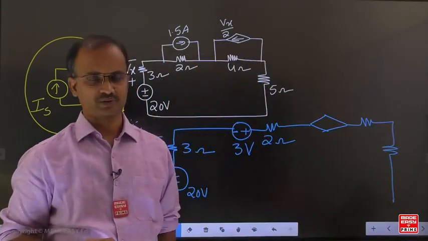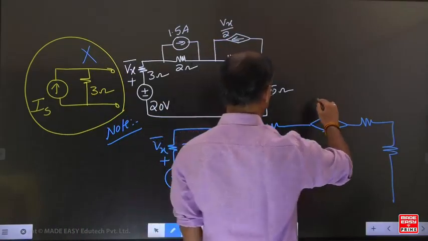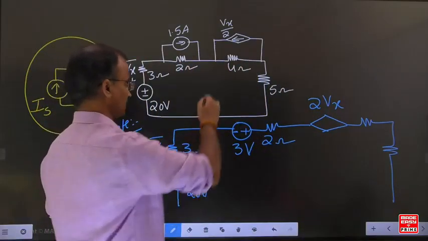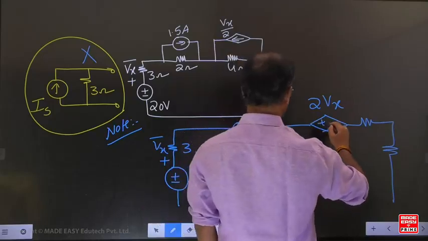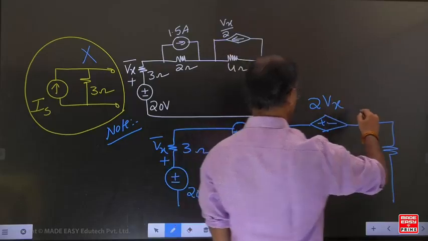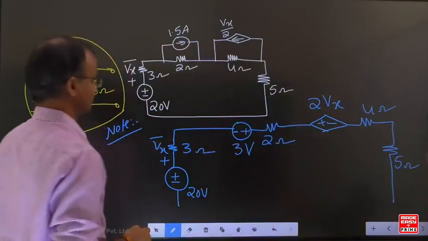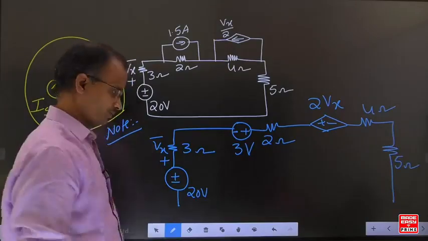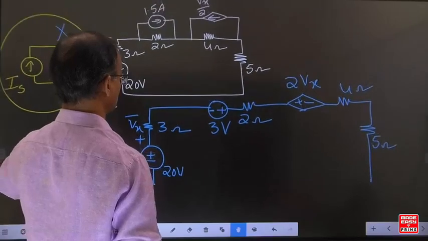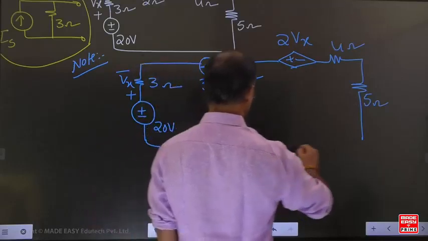Can you convert this dependent current source also into a voltage source? If you multiply these two, what is the voltage value? 2Vx. Voltage is 2Vx. Now corresponding to the arrow mark, give the positive sign, and the other one is the negative sign. For this example, the resistance is 4. But the resistance of this one is 5. We converted each current source into the respective voltage source.